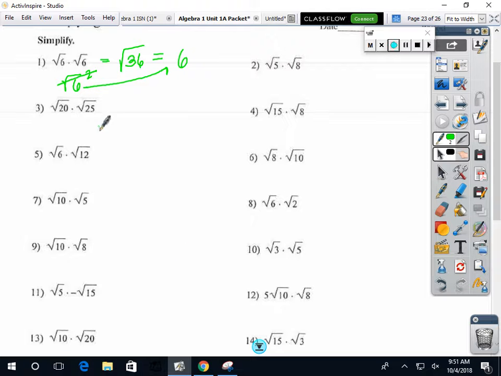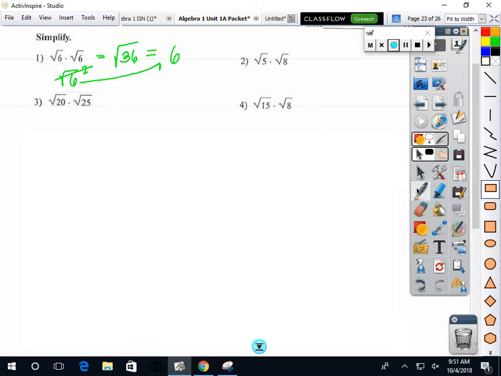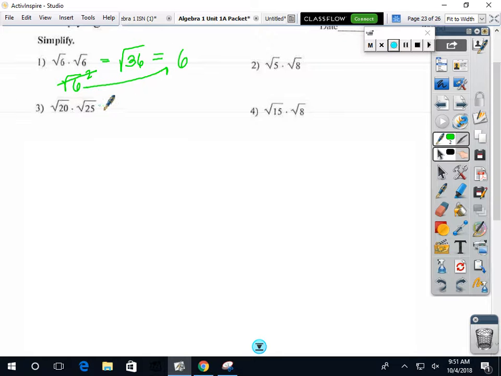All right, number 3. This time, the radicands do not match, but remember with multiplication, that does not matter. The radicands don't have to match. You can still multiply them. So the square root of 20 times the square root of 25 is the square root of, what is that, 500? You have 500. Okay, so we're done multiplying, and now we have to simplify.